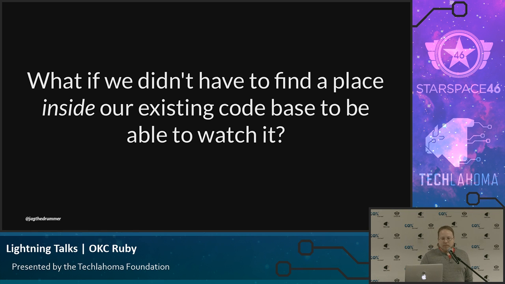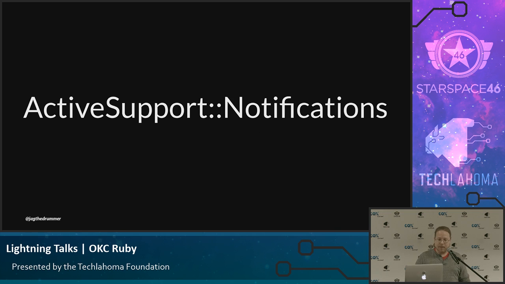So what if we didn't have to find a place inside of our existing code base to jam this Librato call? What if we could do it somewhere outside of our main application code so that as you're reading the code to understand what the system does, you never even see Librato. It's not part of your core system. It's an add-on. It's instrumentation that helps you see what's happening. So this is where ActiveSupport Notifications comes in.